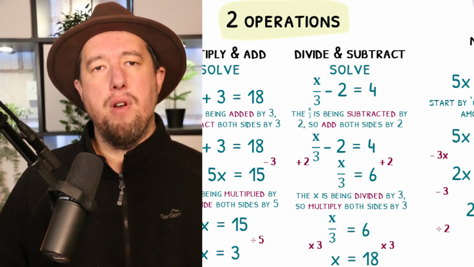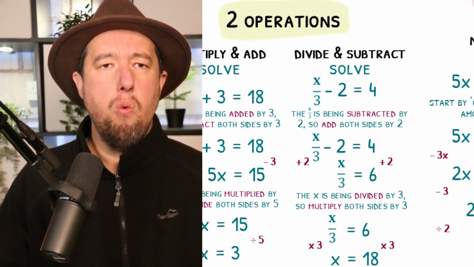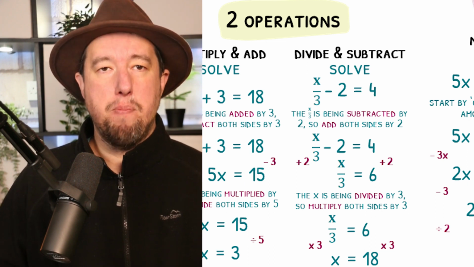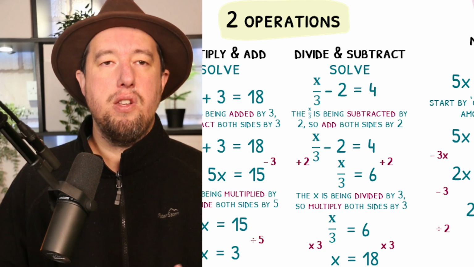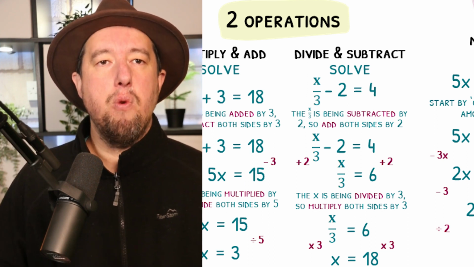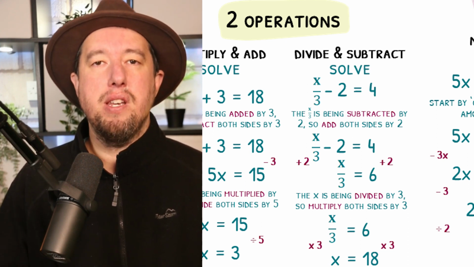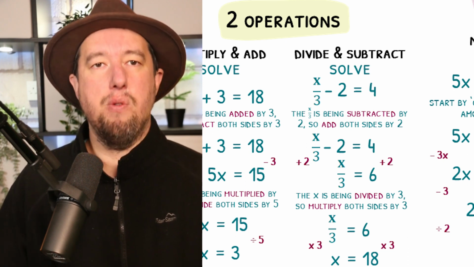x over 3 minus 2 equals 4 will work in the same way. Reverse BIDMAS or BODMAS means that we'll deal with the subtract 2 first, so add 2 both sides. Then we'll deal with the over 3 by doing times 3 both sides, x equals 18.